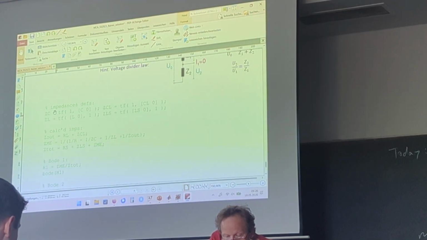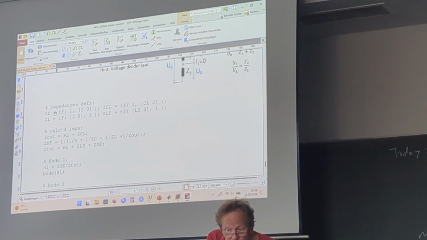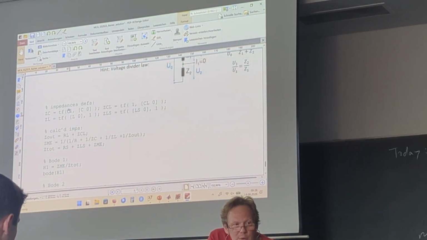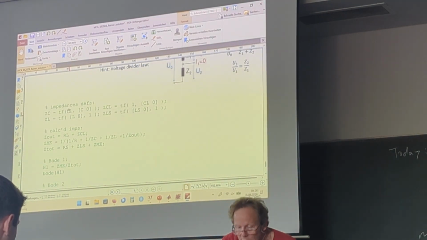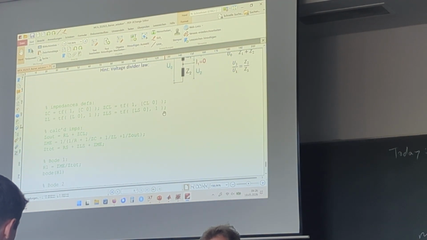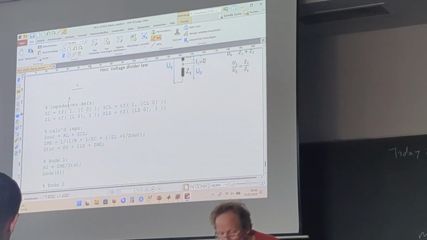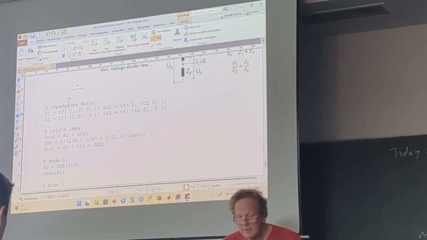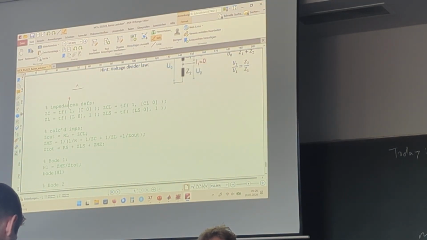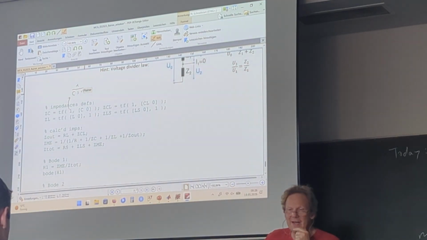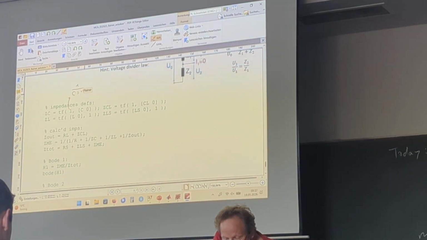So first, definition of impedances of C is the function TF. Remember, transfer function takes the numerator polynomial and the denominator polynomial, which is not very complex here. So the numerator is just the number 1. And the denominator is a linear polynomial. That means C will be multiplied with the Laplace S, and then we add a 0. So, 1 over C times S, that is the impedance of a capacitor. And similar for an inductivity L.